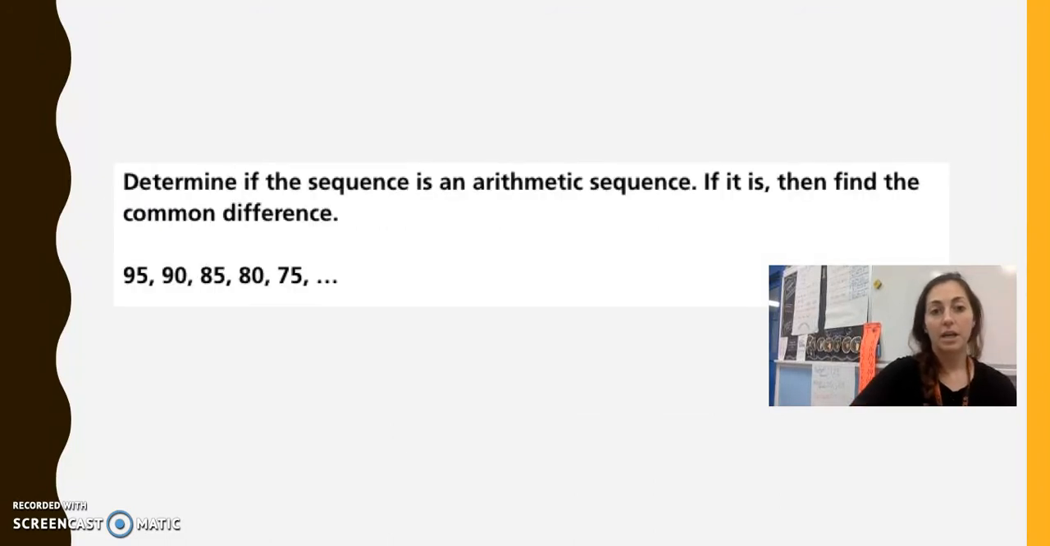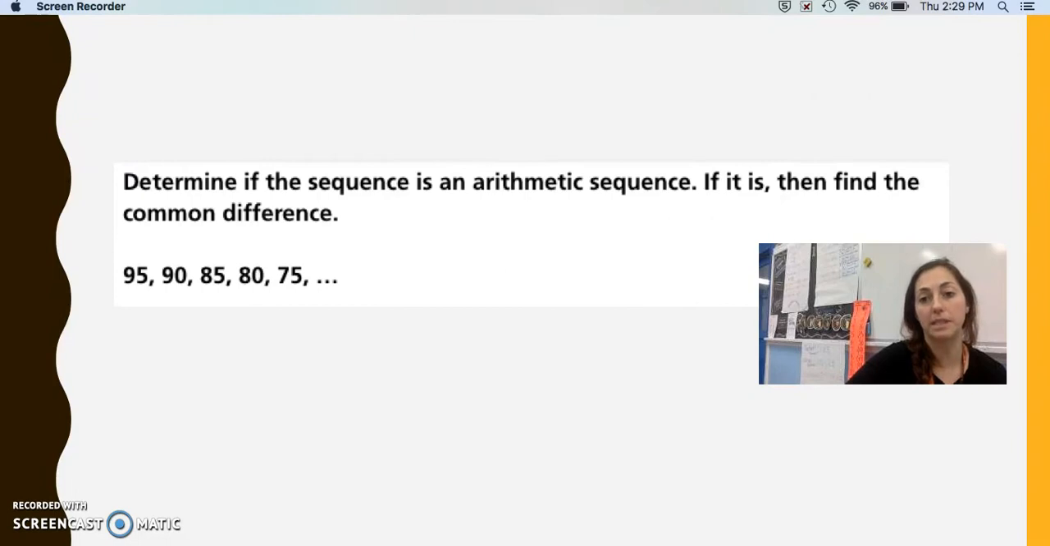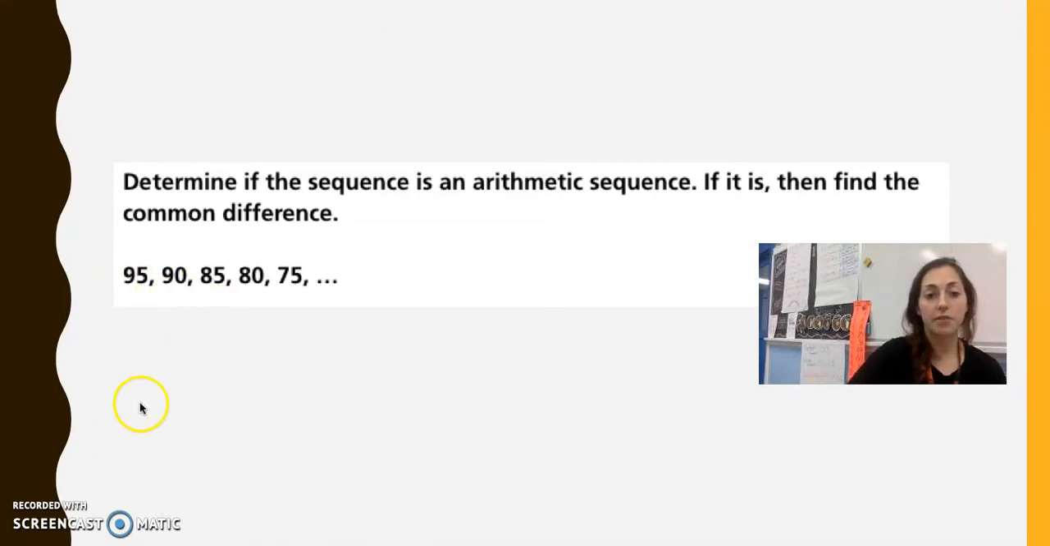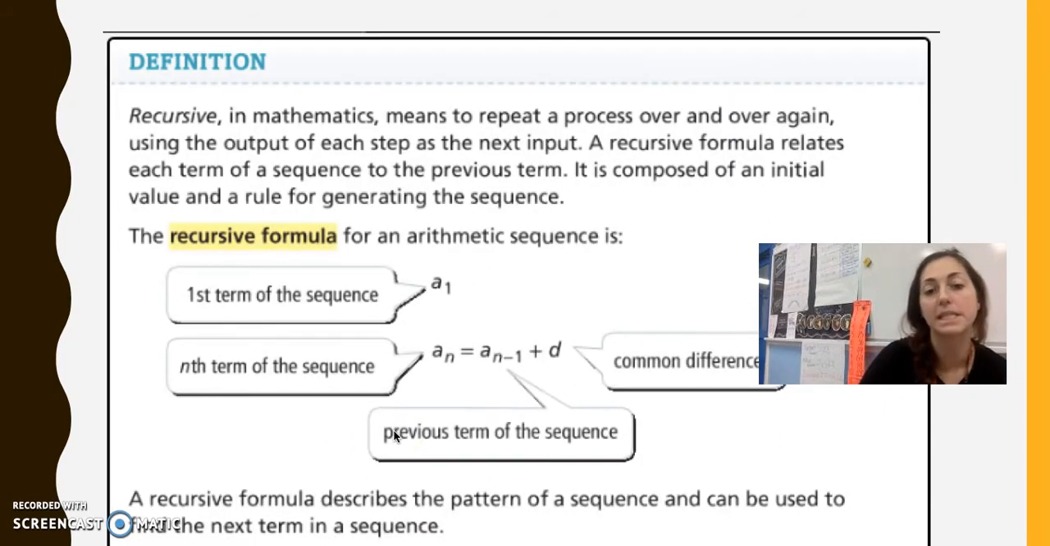All right. Now, determine if the sequence is arithmetic. If it is, then find the common difference. So this is another example. Pause the video, see if you can figure that out, and then hit play. If I look from 95 to 90 and 90 to 85 and 85 to 80, there's a difference of 5. So the common difference is 5. And that means, because it's all the same, that it is an arithmetic sequence.